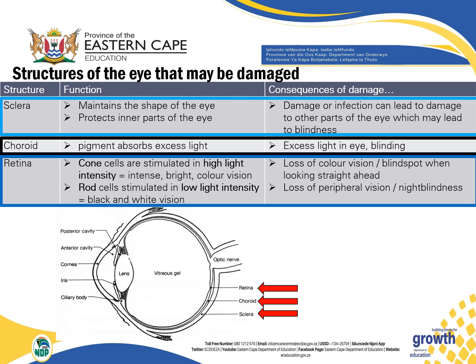Rods, on the other hand, are receptor cells that are stimulated by low light intensity, and they allow us to see black and white vision. Now remember, the rods are found on the periphery of our eye. They're found on the sides here, not at the back. And therefore, if the rods are damaged, it will mean the loss of peripheral vision. So it means that we won't be able to see around the sides.